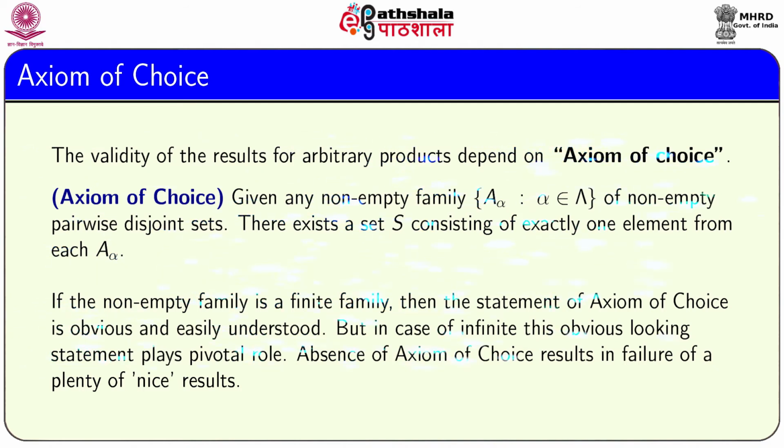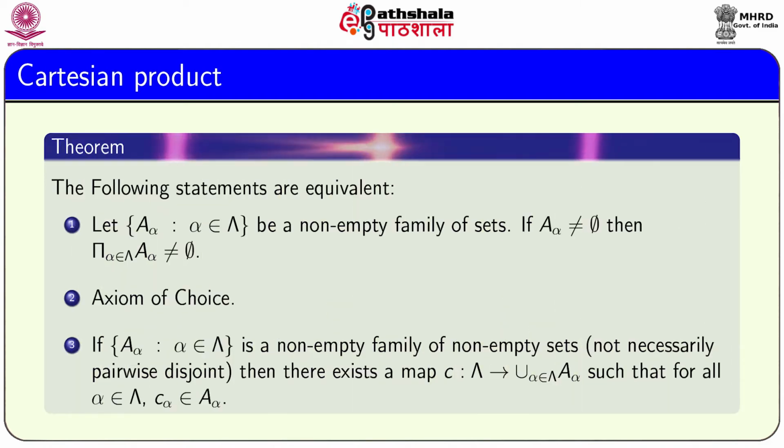If the non-empty family is a finite family, then the statement of the axiom of choice is obvious and easy to understand. But in the case of infinite families, this obvious-looking statement plays a pivotal role. Absence of the axiom of choice results in failure of a plenty of nice results. We see that the following statements are equivalent. (1) If we take a non-empty family of sets A_alpha, alpha belonging to lambda, and each A_alpha is non-empty, then their product is non-empty.